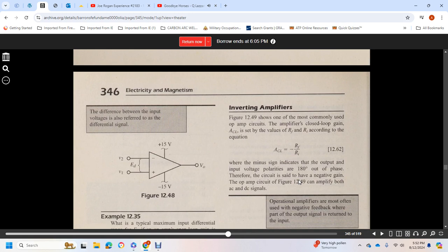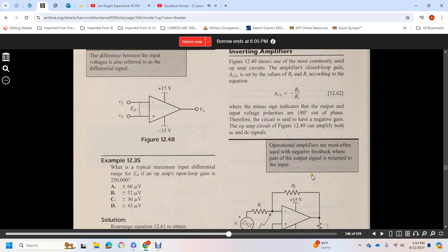Inverting amplifiers. Figure 12.49 shows one of the most commonly used amplifiers. The closed loop gain is given by the ratio of the feedback resistance to the input resistance, according to the equation, with the minus sign indicating that the output is 180 degrees out of phase with the input voltage. Therefore, the circuit shown has a negative gain. The operational amplifier circuit in figure 12.49 can amplify AC or DC signals.